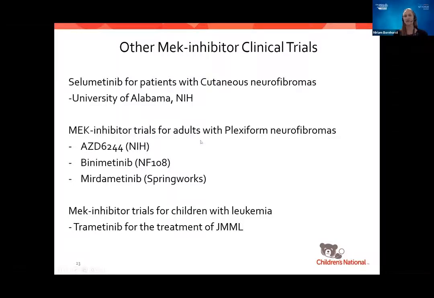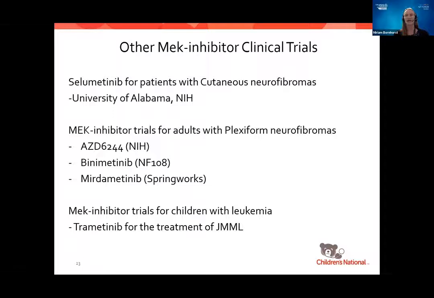MEK inhibitor trials for adults with plexiform neurofibromas. So some of these are closed, like binimetinib, NF108 is closed. The NIH study may or may not be closed. I have to apologize, I'm not sure of the status on that one. I think it might still be enrolling. But mirdametinib, or the PD0325901, is definitely still enrolling through SpringWorks. And so this is a way that you could potentially try a MEK inhibitor for plexiform neurofibroma if you're, sorry, this actually did just close for adults, so for kids, but not for adults.